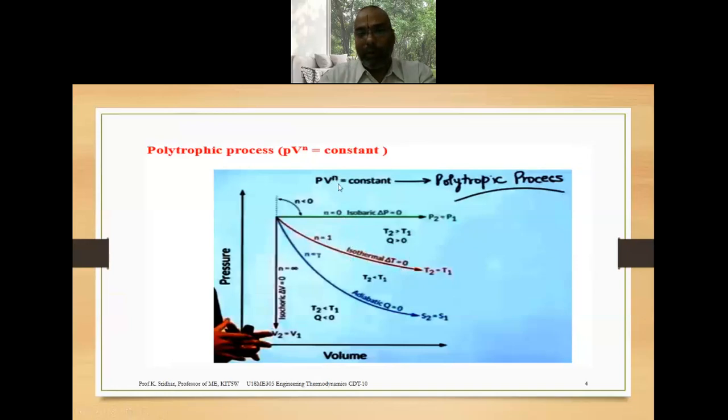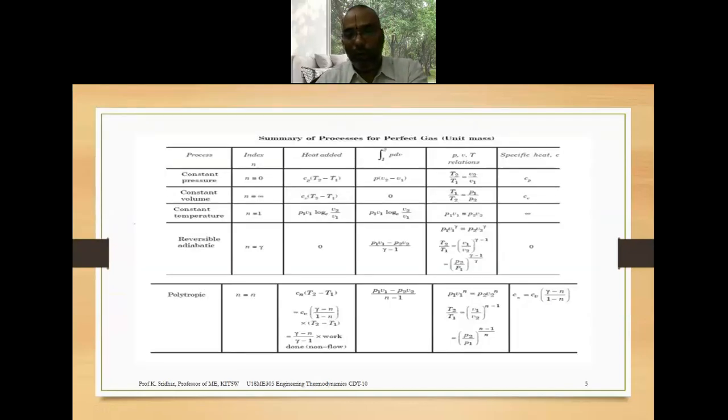Then for the adiabatic process, the n value should be equivalent to gamma. So PV to the power of gamma is equivalent to constant. And similarly, for the isochoric process, the n value should be infinity. So like that we can differentiate the various processes based upon the polytropic index. Whatever we have discussed so far is labeled here.